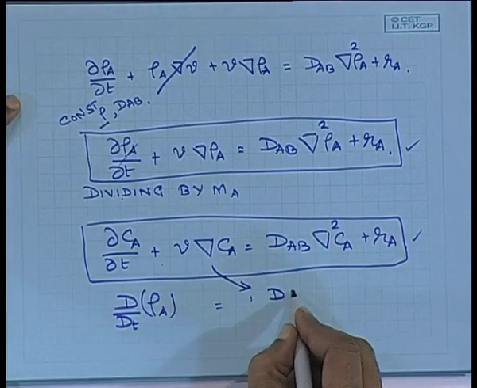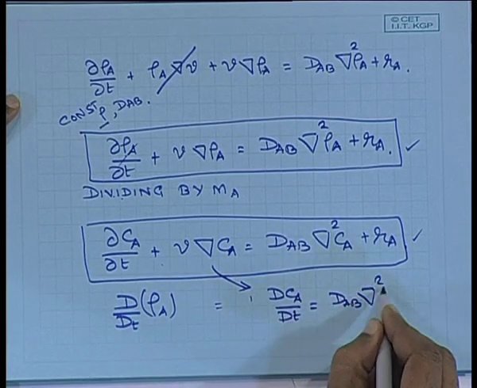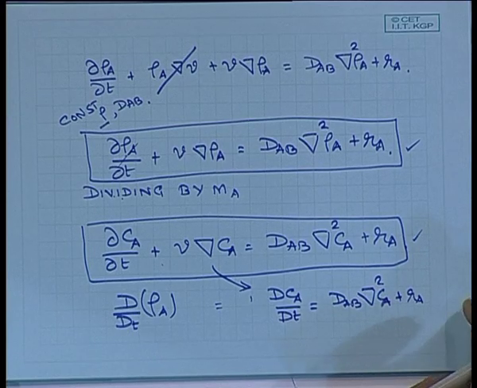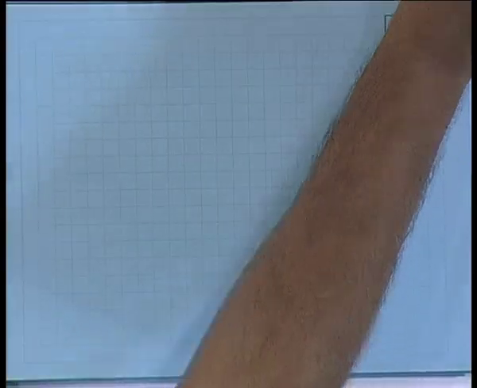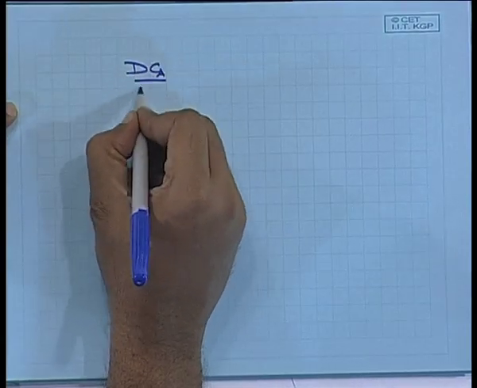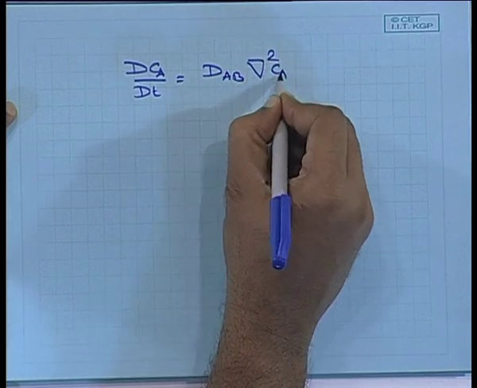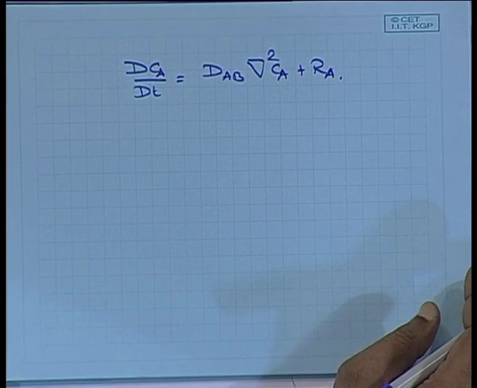DCA/Dt is equal to DAB∇²CA plus RA. Have you seen this equation before? This equation in some other form. I will write this equation one more time. DCA/Dt is equal to DAB∇²CA plus RA. Where have you seen this equation? It's not Navier-Stokes, no, it's not Navier-Stokes.